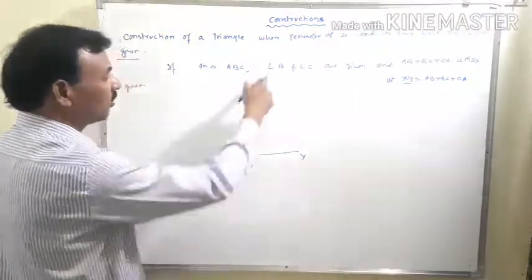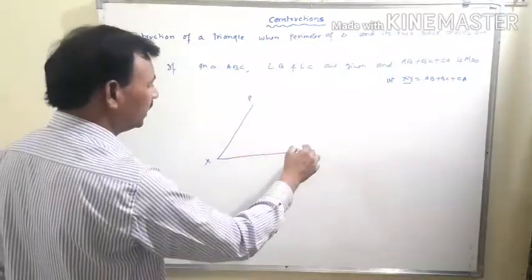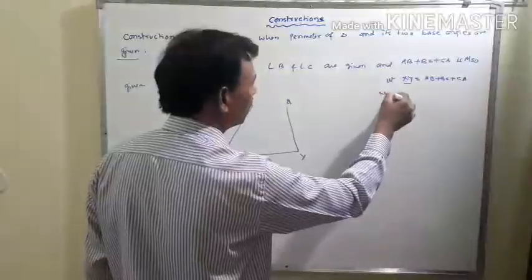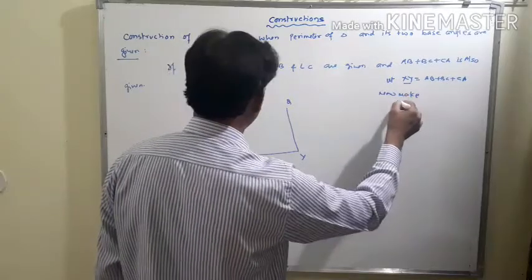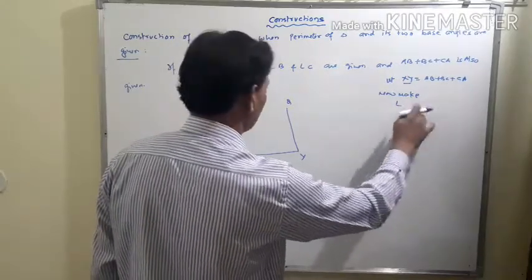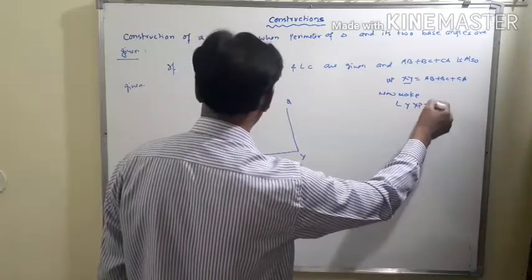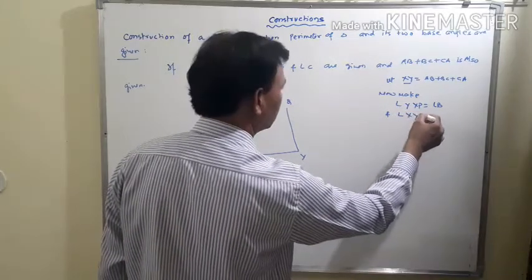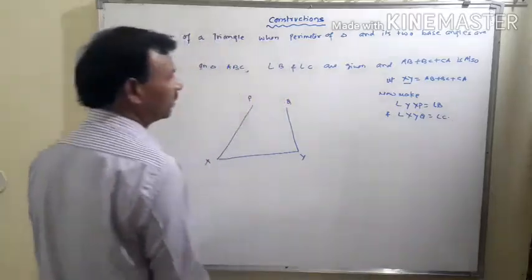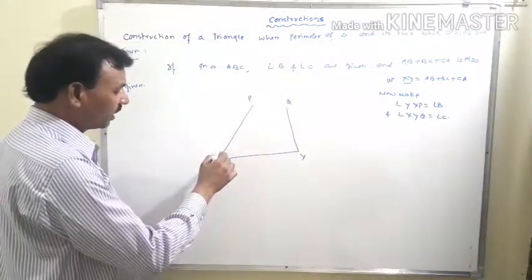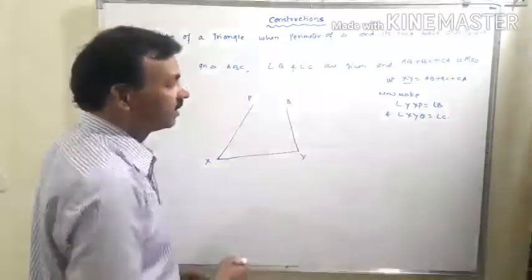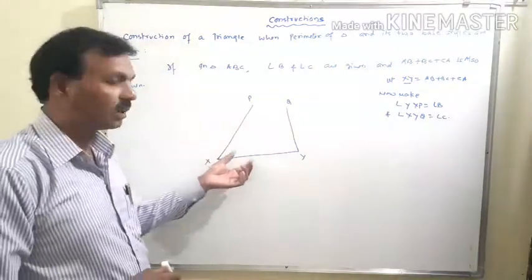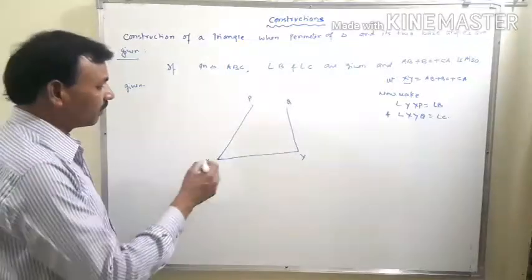YXP equal to angle B and XYQ equal to angle C. Now make angle YXP equal to angle B and angle XYQ equal to angle C. Again draw the angle bisector of angle X and angle Y. We have already discussed how to draw the angle bisector of any angle in the previous video.